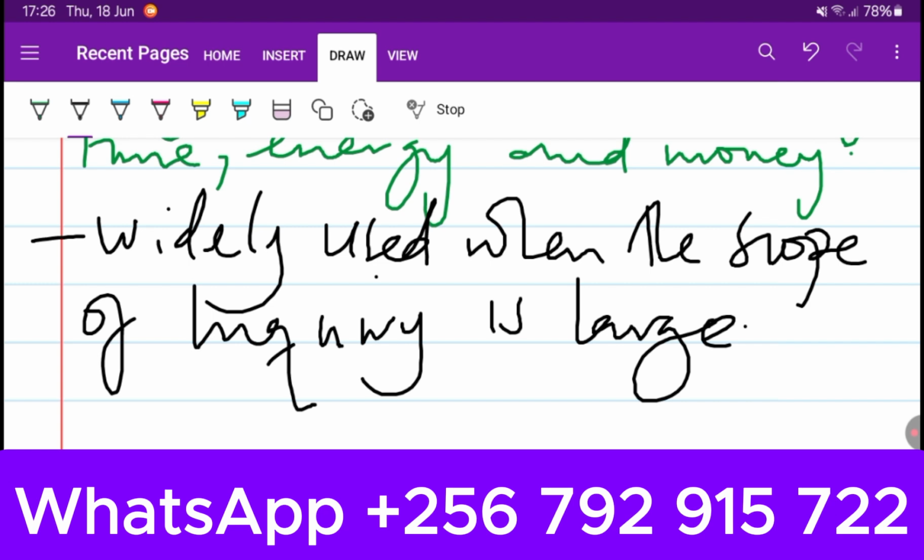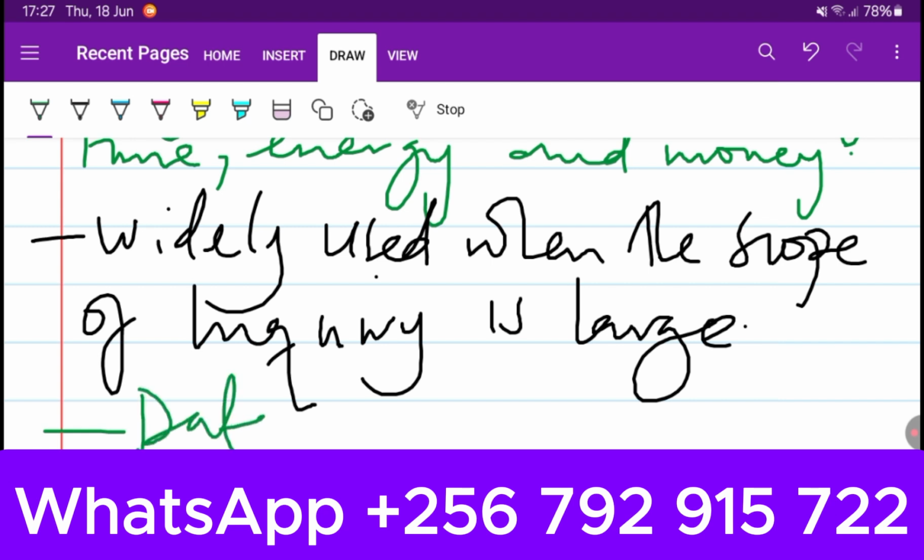So as long as the population is so much large, then you have to use the questionnaire to be able to manage it easily. So that's why we are saying it is widely used when the scope of the inquiry is large. Then the last one that we can think of is maybe data collection by this method is not affected by personal bias. Personal bias of the researcher.